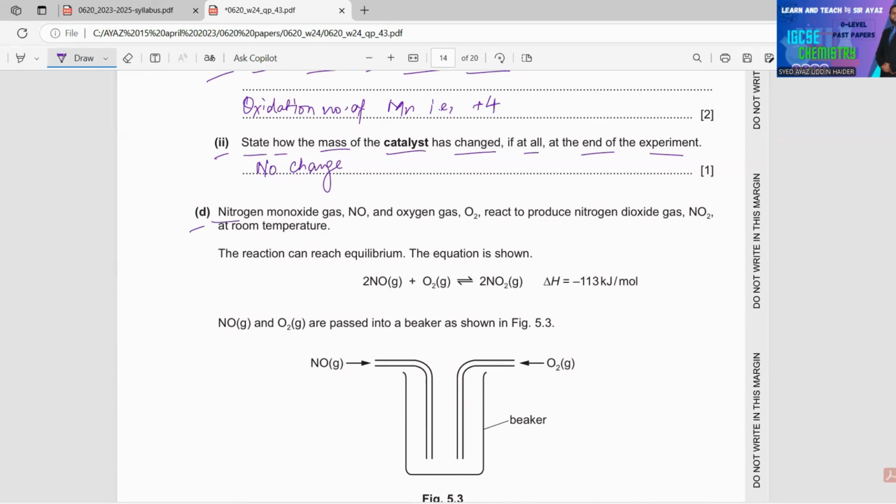Part D. Nitrogen monoxide gas NO and oxygen gas O2 react to produce nitrogen dioxide gas NO2 at room temperature. The reaction can reach equilibrium. The equation is shown. Here's the reaction. 2NO plus O2 gives 2NO2 gas, and the forward direction delta H is negative, which means it's exothermic. In the forward direction, it's exothermic. So in the backward direction, it's definitely endothermic. Delta H will be positive. So you write endothermic here.